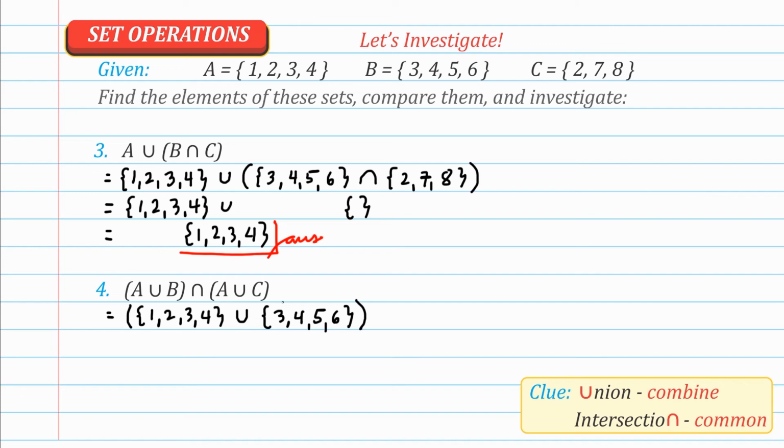This time, let's copy the intersection. Naku, be careful lang dito. So we now have parenthesis again. A, writing the elements. Okay, and then don't forget our union there. And then finally, write the elements of C.